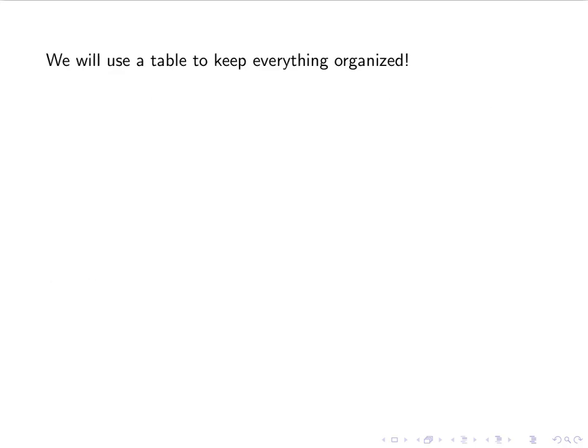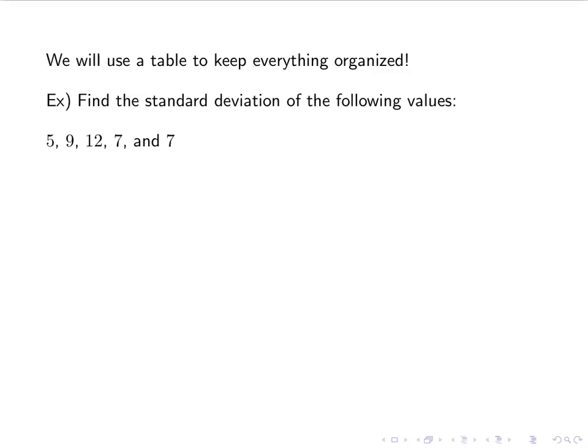I like to use a table to keep everything organized. So first, let's find the standard deviation of the following values: 5, 9, 12, 7, and 7. I'm going to make the following table. In our first column we're going to have the x values, so I've just listed them: 5, 9, 12, 7, 7. Then below it, in my last column, I'm going to put the total. If I add up all those numbers, I get 40.